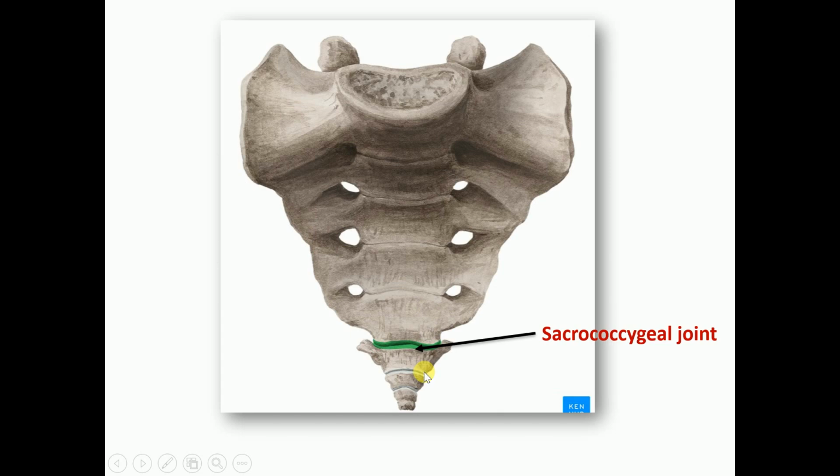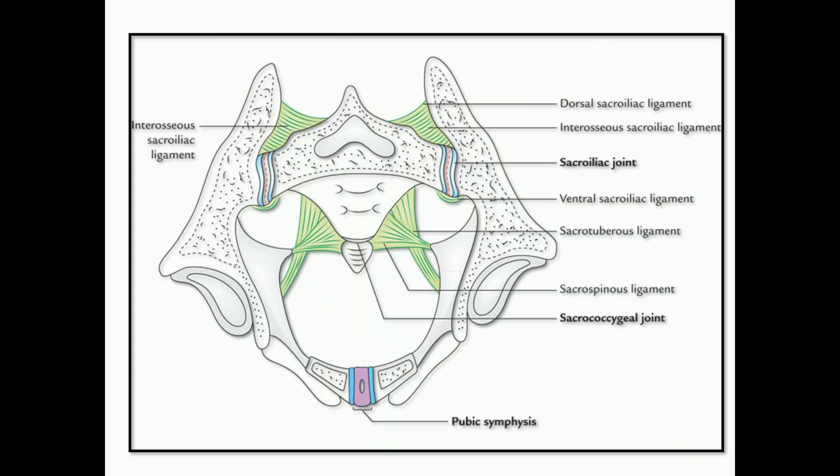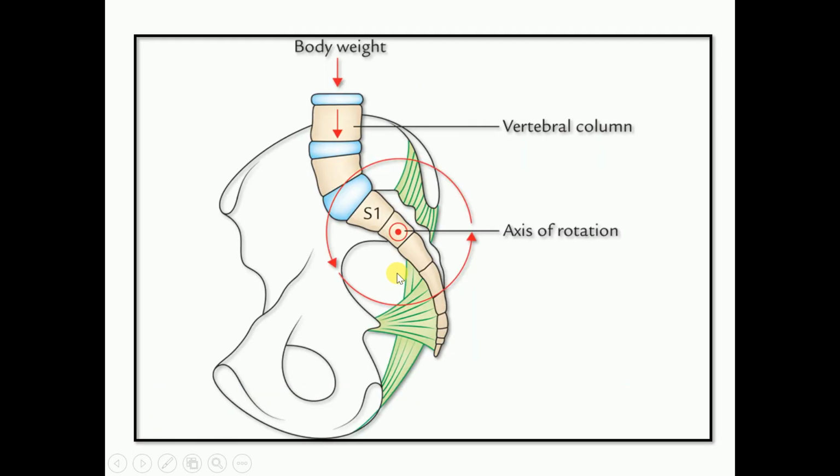Now, the sacrococcygeal joint. It is a secondary cartilaginous joint between the apex of the sacrum and the base of the coccyx. The bones are united by a thin intervertebral disc. The sacrococcygeal joint is strengthened by the ventral and dorsal sacrococcygeal ligaments and the intercornual ligament, which connects the cornu of the sacrum and coccyx. The coccyx moves a little backward during defecation as well as parturition. So this is about the sacrococcygeal joint.